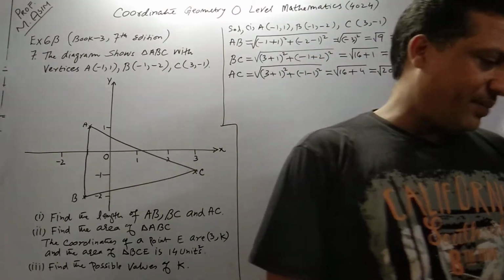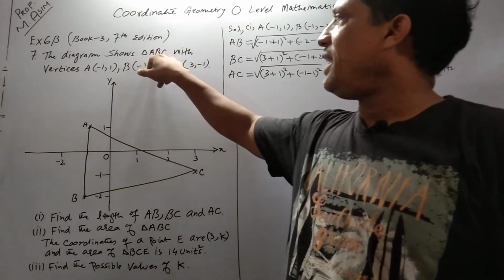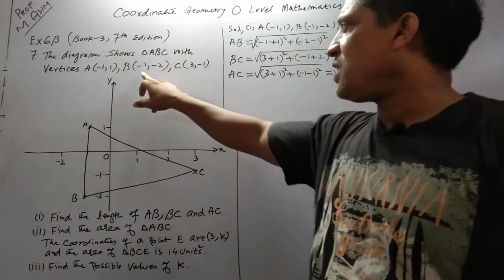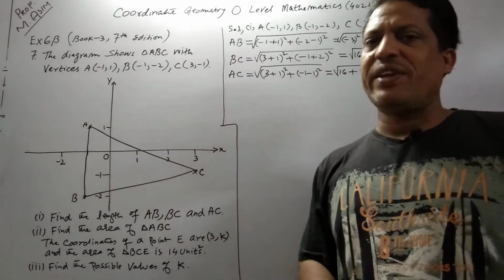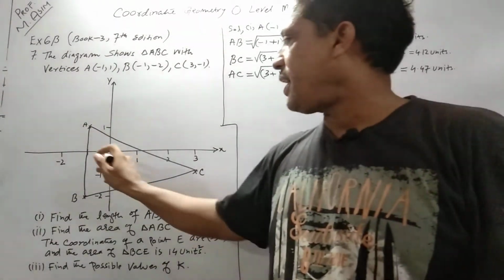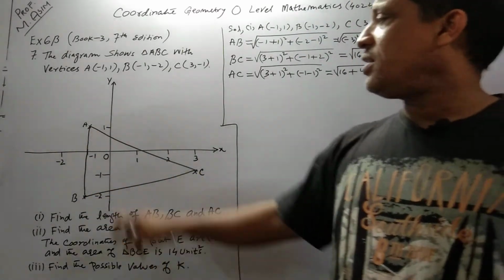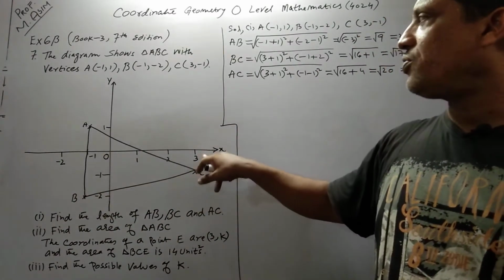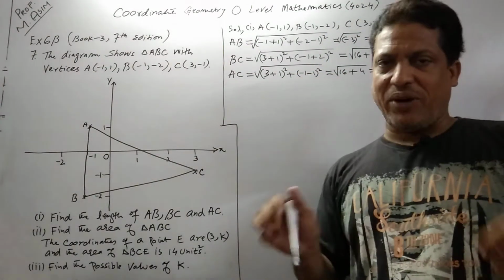See question number 7. The diagram shows triangle ABC with vertices A (-1, 1), B (-1, -2), C (3, -1). This graph is given in the question. This is point A, the value is (-1, 1). This is point B, the value is given (-1, -2). And this is point C, the value is (3, -1). And all 3 points make a triangle.